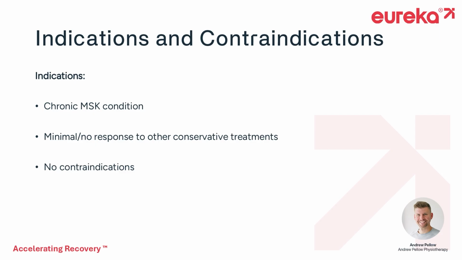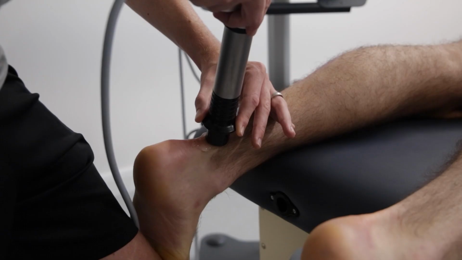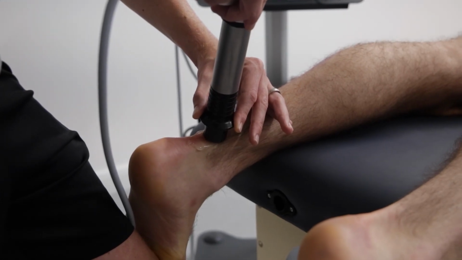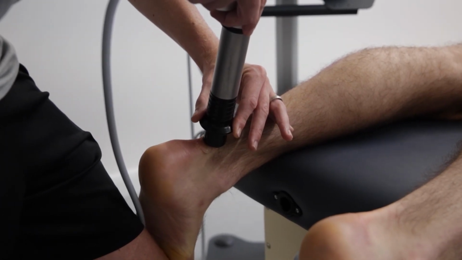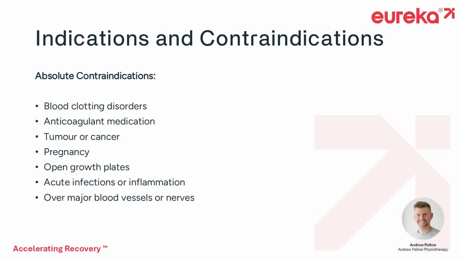Radial shockwave therapy can only be utilized in the absence of contraindications. Some of these are absolute, some are relative, but it is vital that as clinicians we always screen for these before use. Let's start with the absolute contraindications. They are blood clotting disorders, anticoagulant medication, tumour or cancer, pregnancy, open growth plates, acute infections or inflammation, and treatment over major blood vessels or nerves.